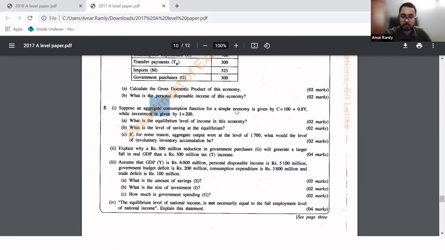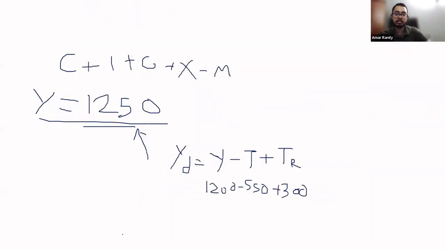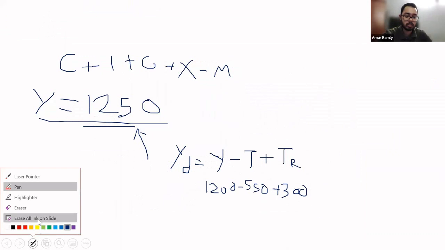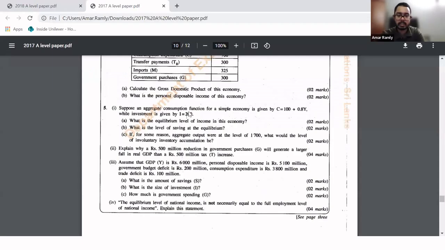Suppose an aggregate consumption function for a simple economy is given by this, investment is this. What is the equilibrium level of income? Right. So, guys, let's write this out. Y equals C plus I. Do we know what Y is? No, we've been asked to find it.